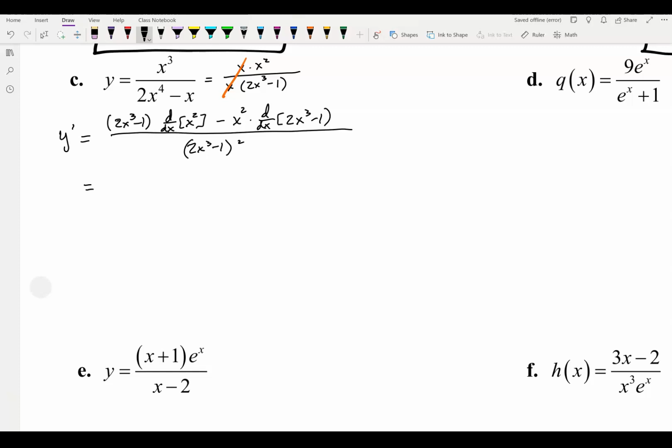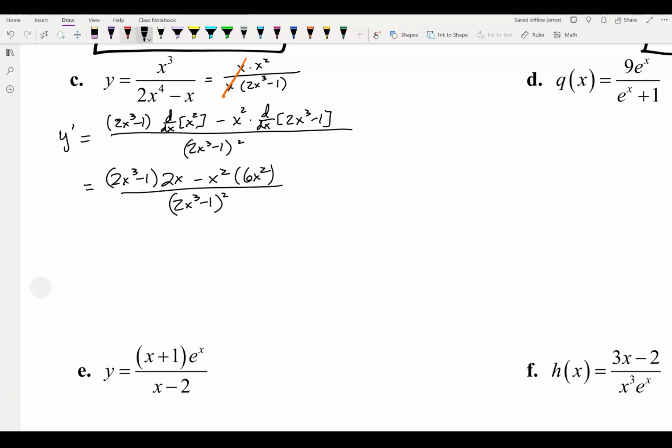All right, so moving forward, we're going to take our derivatives. Here we have a 2x minus x squared. In back, we're going to have a 6x squared, right? That's the derivative of this guy right here, I believe. And that should have been a bracket back there. And then what do we have? On the bottom, we have 2x to the third minus 1 squared.